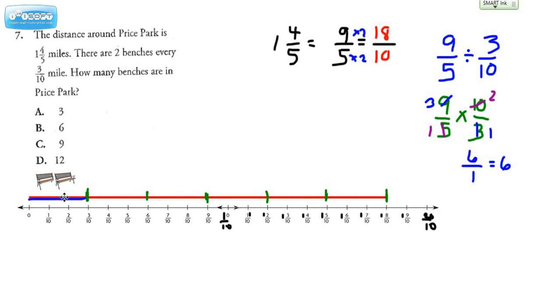Now we're not finished because it does say there are 2 benches every 3/10 of a mile. So that means there's 2 benches here, there's 2 benches here, there's 2 benches here, and so on. So the only thing left you have to do is to take this number and multiply it by 2, and whatever you get, that will be your answer for number 7.